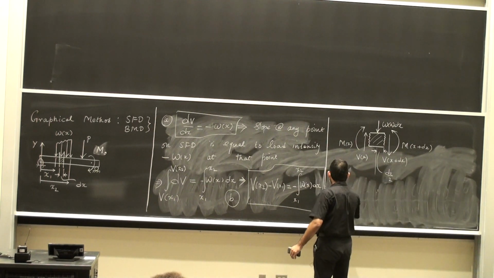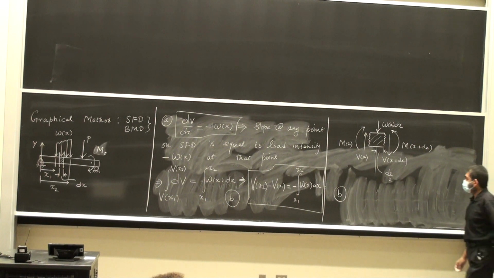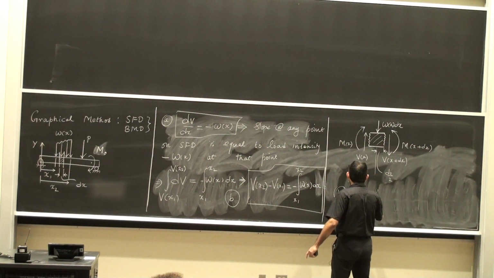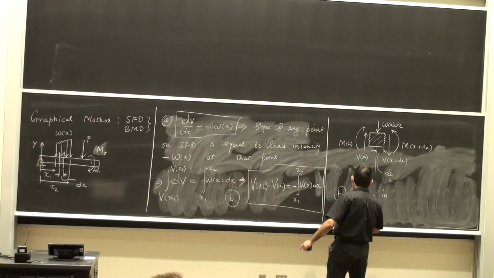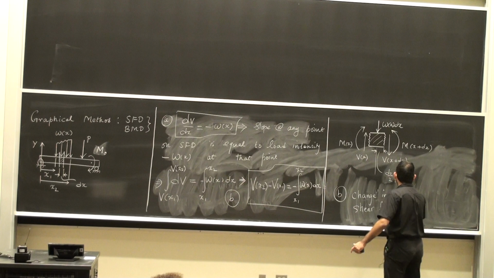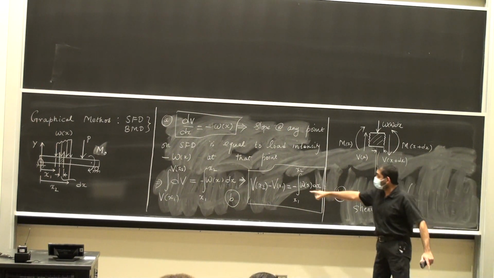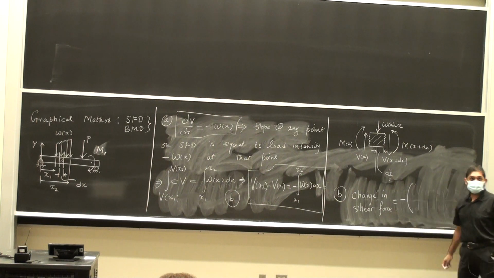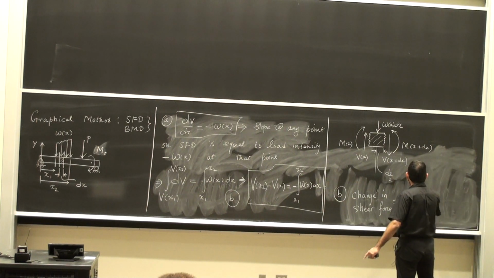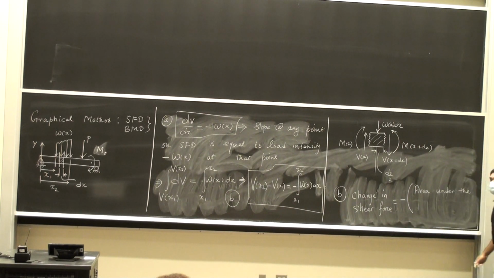So B says that the change in the shear is equal to, once again, this holds true for W of x pointing down vertically. If I change the direction of W of x, then this negative sign will be gone and I'll be getting a plus. Okay, so this is the area under the distributed load.